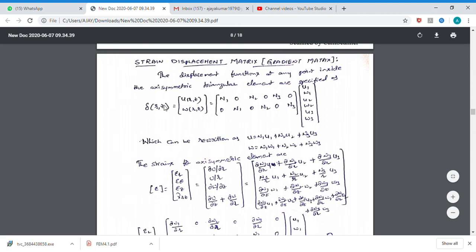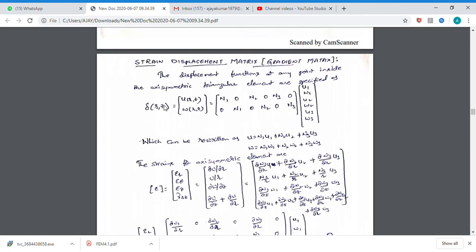Earlier, while discussing the shape functions, the last equation we wrote was delta of r, theta equal to u of r comma z and w of r comma z, the displacements in the radial direction and axial direction, equal to the matrix n1 0 n2 0 n3 0 over 0 n1 0 n2 0 n3, into u1 w1 u2 w2 u3 w3. In equation form, u is equal to n1 u1 plus n2 u2 plus n3 u3. In the same manner, w is equal to n1 w1 plus n2 w2 plus n3 w3.